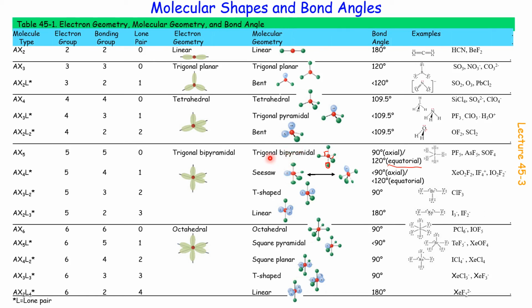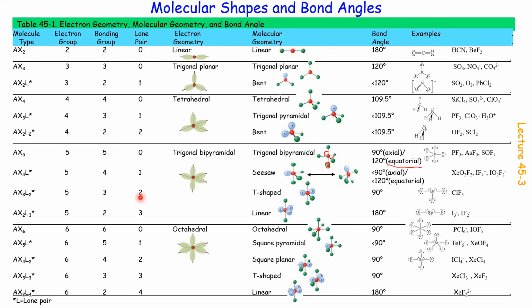geometry is no longer trigonal bipyramidal because the molecular geometry is only concentrated on the atoms. And for the lone pair here, there's no atom. So that's why this is seesaw. The bond angles are either less than 90 or less than 120 degrees. The reason for the slightly smaller bond angle is because this lone pair occupies a little bit more space and squeezes the other atoms a little bit together.